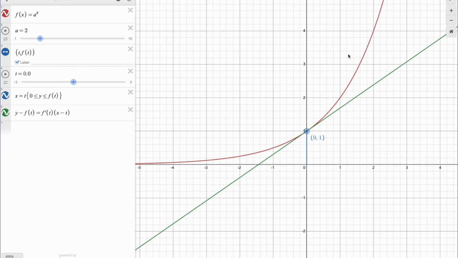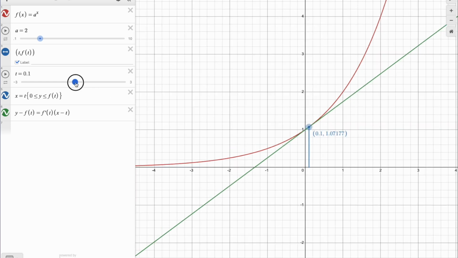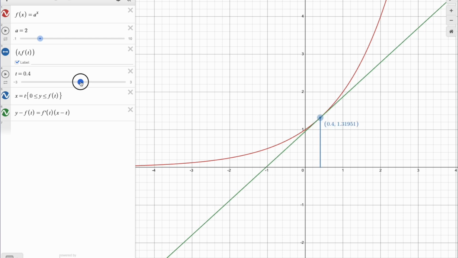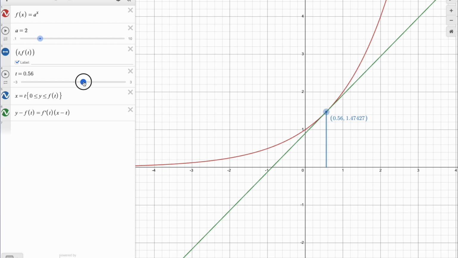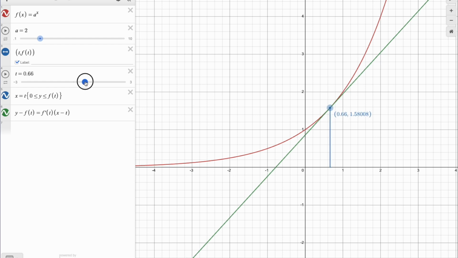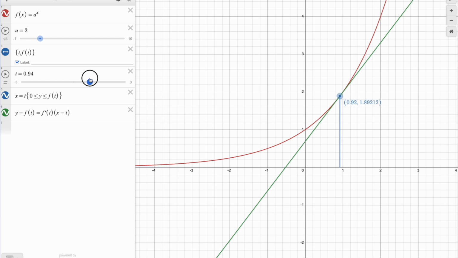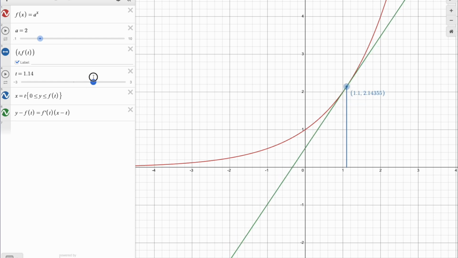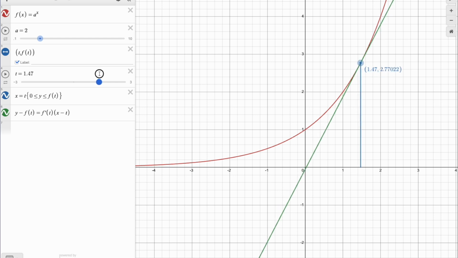Now the point that I want to make is that as I look at different points along the graph, and I can do that by just increasing this value over here, as I move to the right, the height of the point is increasing, of course, and the slope of that green line, which is tangent to the red curve at that point, is also increasing. So they're both increasing. Both the height of the point and the slope of the curve are increasing.